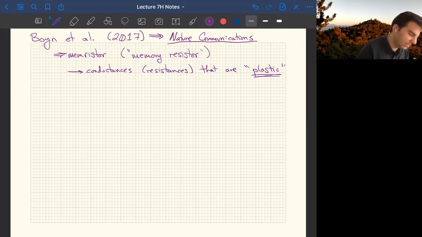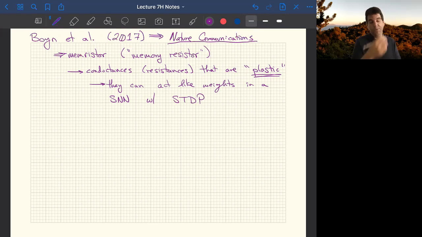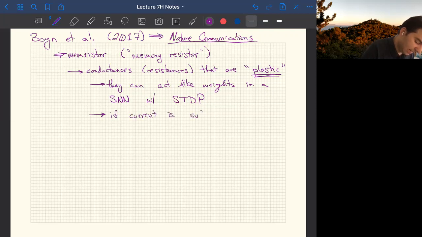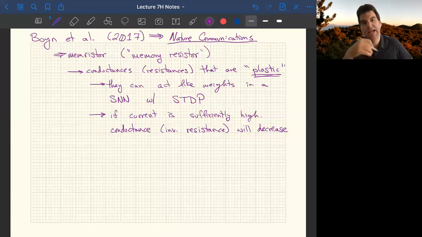And so they can act like weights in a spiking neural network with spike timing dependent plasticity. So the weights are also similarly plastic. And the idea here is that if current is sufficiently high, conductance, which is just the inverse of resistance, will decrease. So you put a little bit of current in, and it's just going to act like Ohm's law.